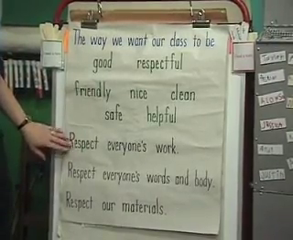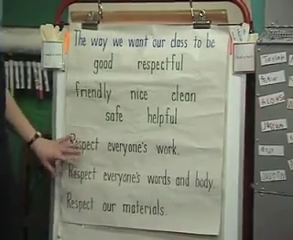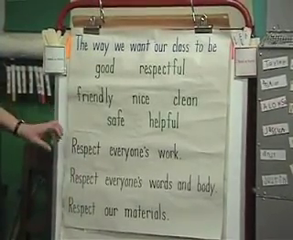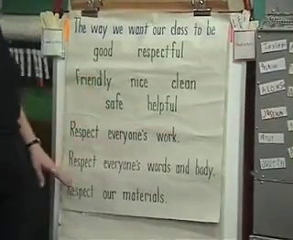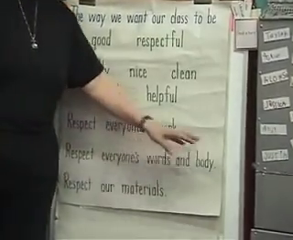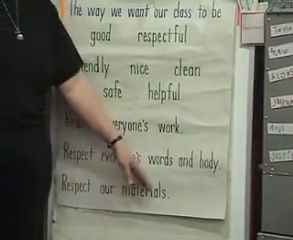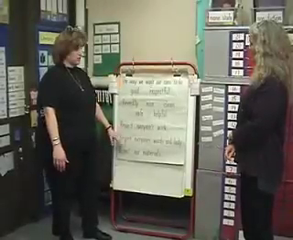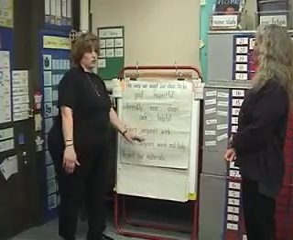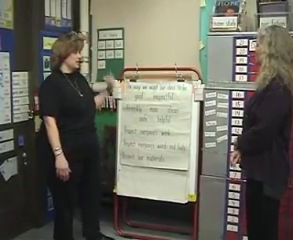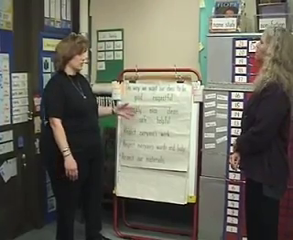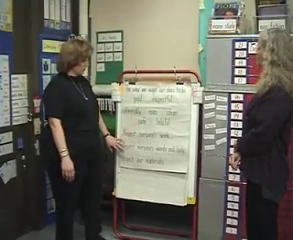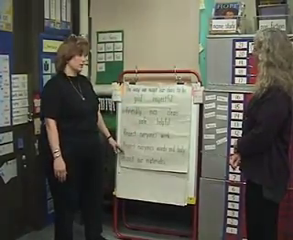And we basically come up with three very simple things that the children can work with through the year. They respect everyone's work, we respect everyone's words and bodies, and we respect our materials. I keep them very simple. Anything that happens during the day can usually fall into one of these three categories. And it's not a list of don't hit, don't run, don't do this, or whatever. It's three very simple things based upon respect in the classroom.